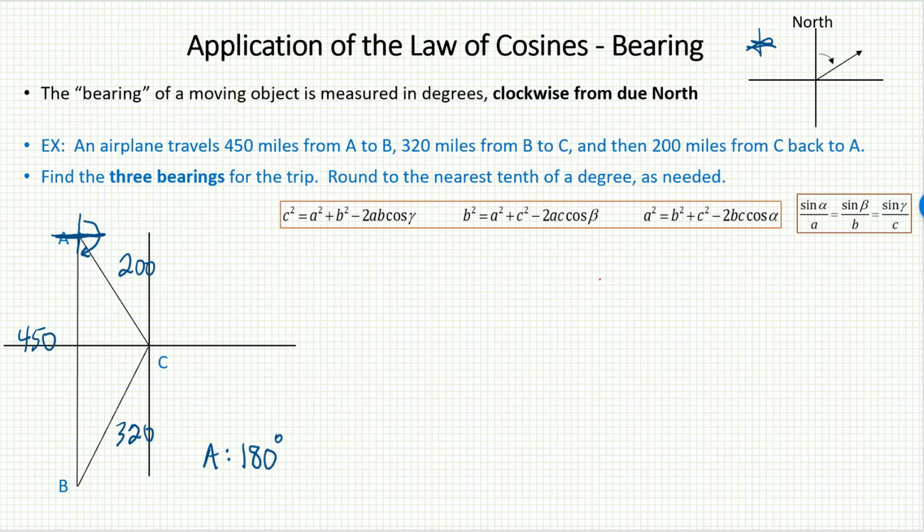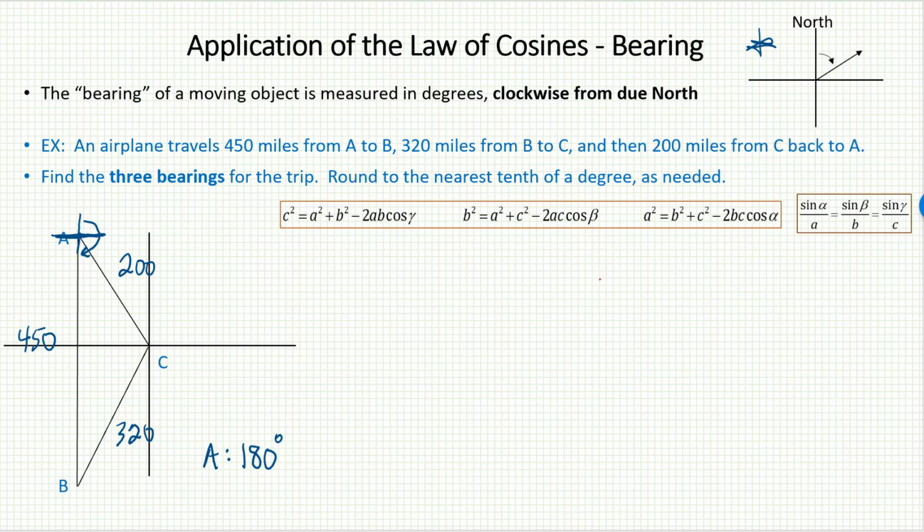To get the other bearings, though, I'm going to need to do some work. I don't know any other angles in this picture. Well, that's where the law of cosines comes in. Do you see that this triangle is an SSS situation? I know the lengths of all three sides. Well, then I know I can find any angle I want in the triangle, and those angles, along with a little bit of geometry, should help me determine the bearings.